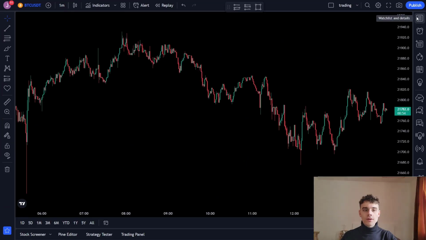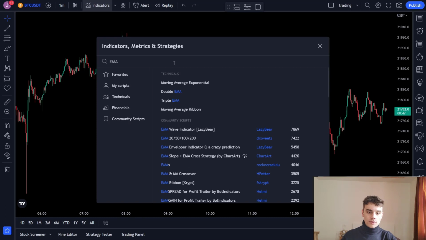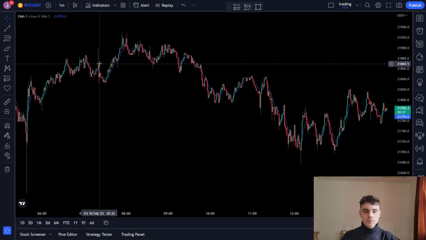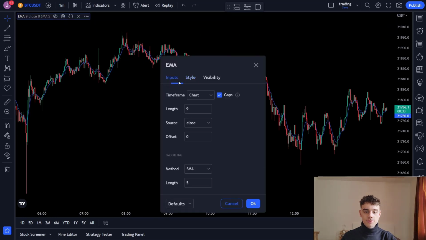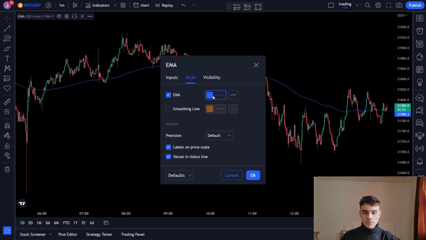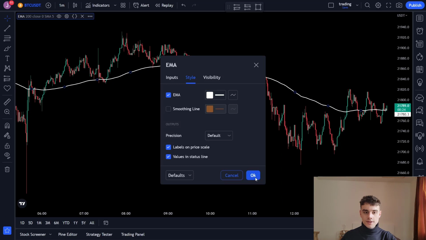The first indicator we will have to add is the moving average exponential. So we go to the indicators tab. We can just type EMA. We will add the first indicator made by Tradingview. We have to change some settings for the EMA. So we will navigate to the settings and inputs. We will change the length to 200. In style we will make the EMA white and a little bit thicker. So now you can save it.